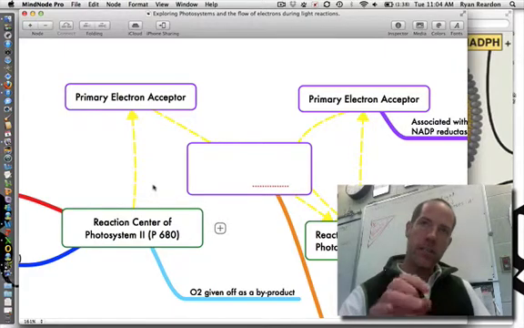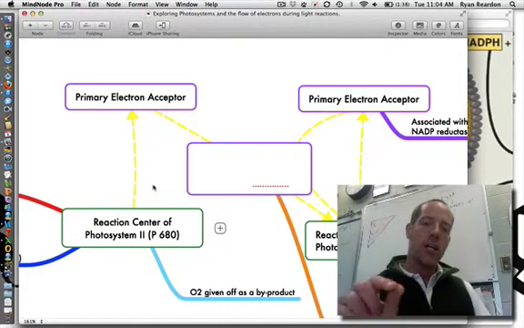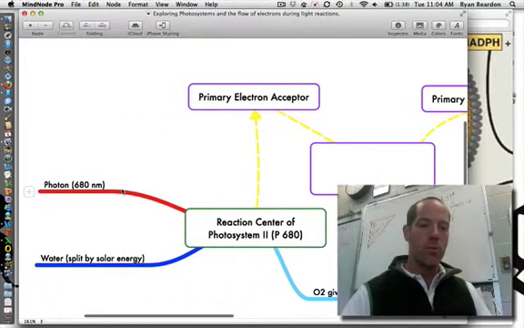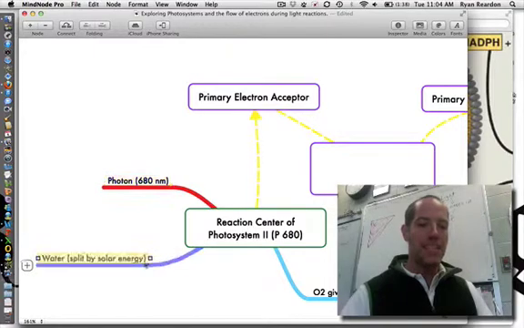All right, so we got electron flow. We'll talk in just a second about what that electron flow is used for, but before we do that, let's take a closer look at photosystem 1. Photosystem 1 is a busy, busy place.